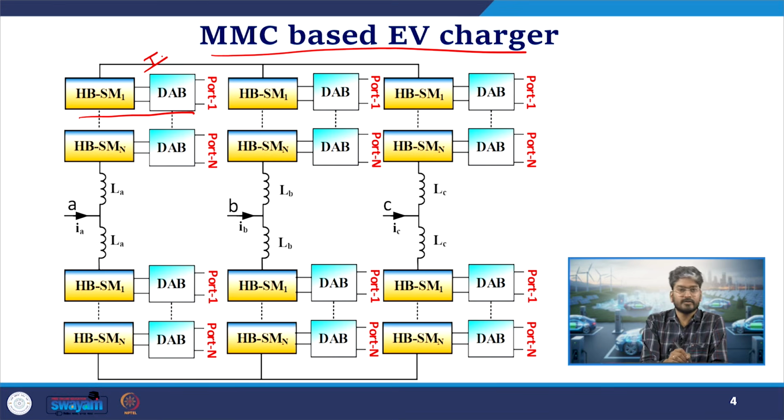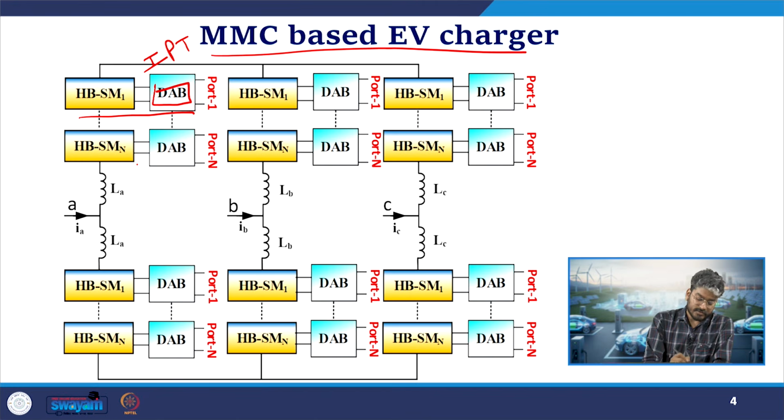Now the other solution is IPT, or inductive power transfer, or wireless power transfer, which we will see today. In place of the DAB or any isolated DC-DC converter which can be placed over here, I have another option, that is going for wireless charging. As the name suggests, wireless, there will be no conducting wire between the charger and the electric vehicle. How that is done, we will see shortly.